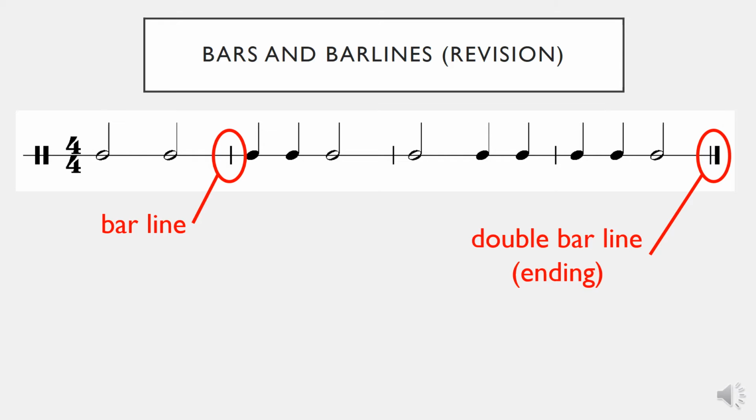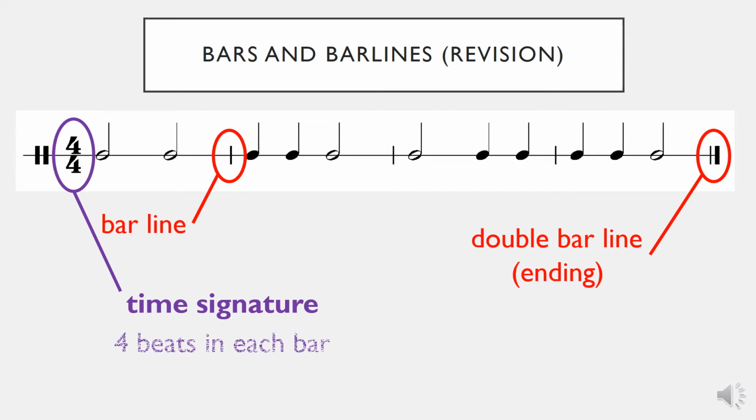You will also notice that there are some numbers at the start of the music called the time signature. Here there are 2 4s. This means that there are 4 beats in each bar. It doesn't mean there have to be 4 notes, but that the total number of beats in each bar has to add up to 4.